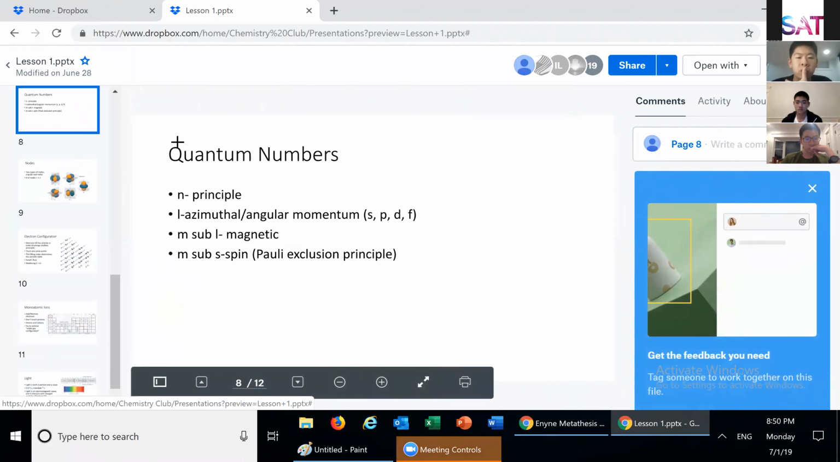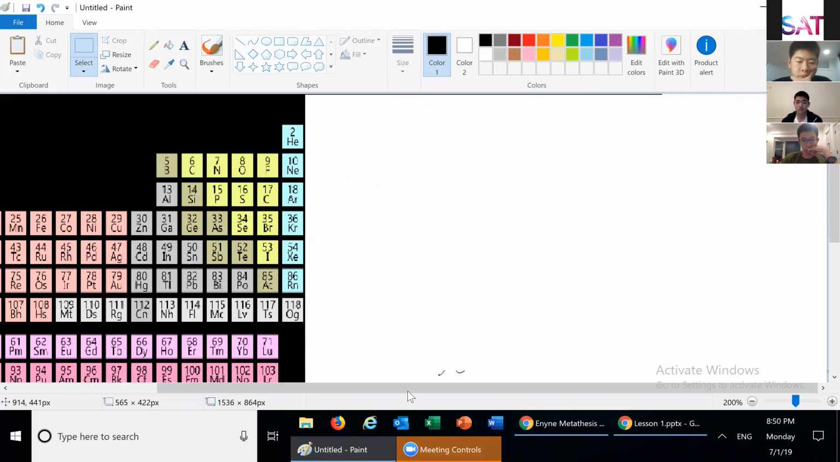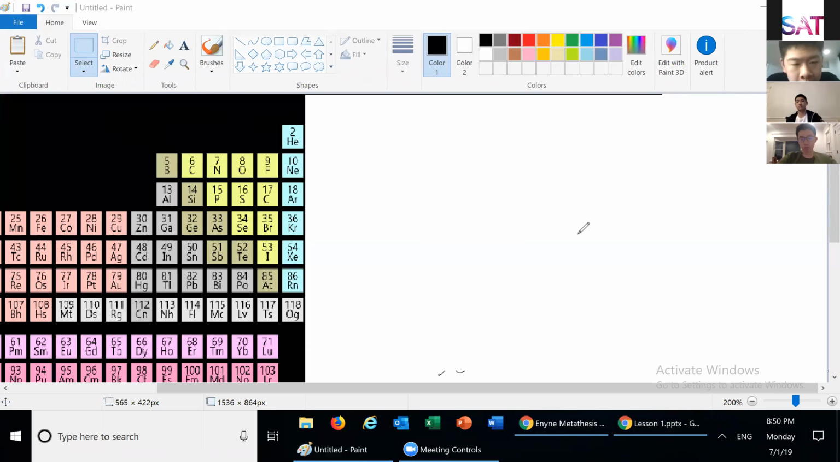How about we look at some wave functions? I'll draw some orbitals too, because that would be helpful. Let's look at an s orbital. I want you to get a rough sense of the shapes of these orbitals. s orbitals are spheres centered around the nucleus.